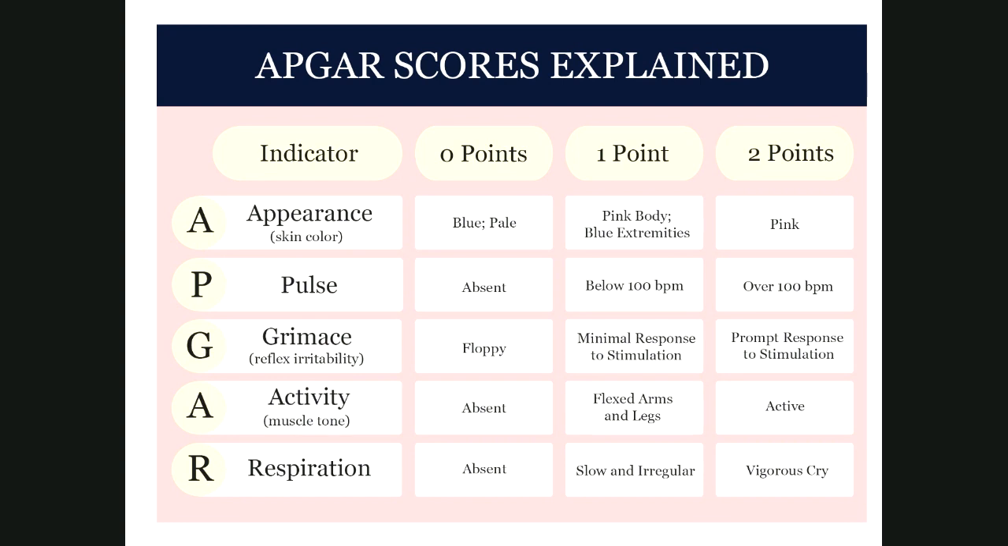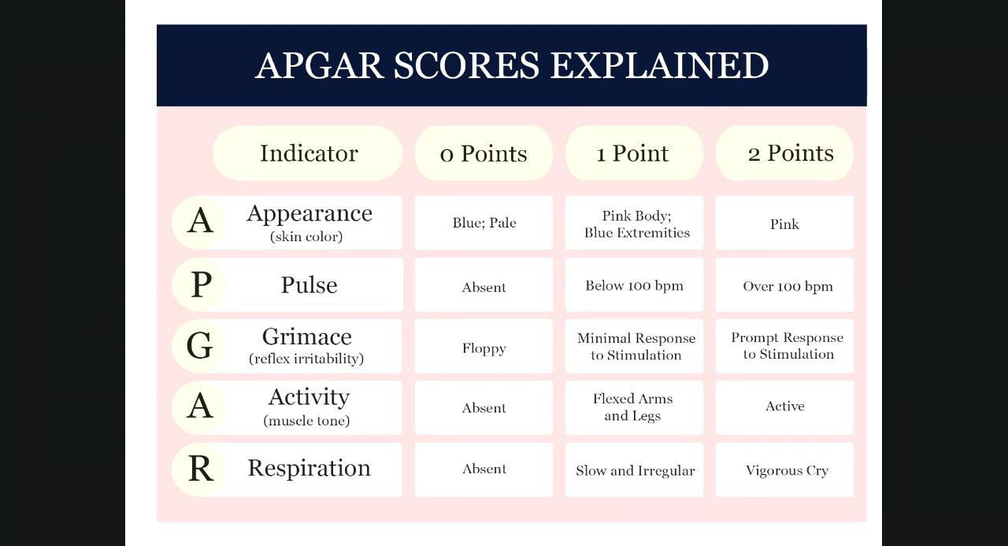Pulse is the other one. If you don't have a pulse, it's absent, 0 points. If it's less than 100, 1 point. If it's over 100, 2 points. Grimace is reflex irritability. It's kind of like if I wanted to get a response in a non-responsive adult when you do your sternal rub, right?